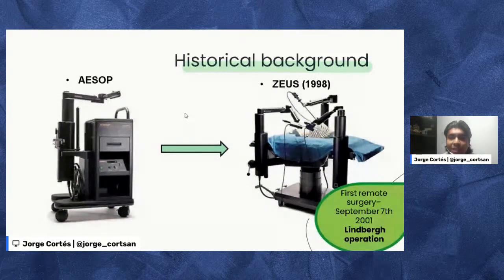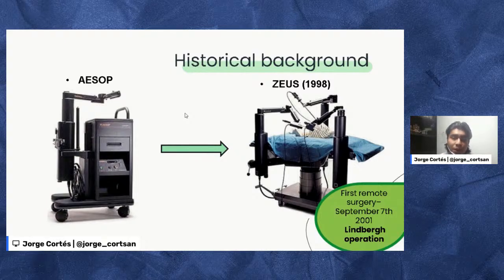The Sears robot, in 1998. This robot was so important because with it, the first remote surgery took place on September 7th, 2001. This surgery was called the Lindbergh operation. It was a complete surgical operation carried out by a team of French surgeons located in New York on a patient in Strasbourg, France, using a telecommunications solution based on high-speed services and the sophisticated mechanisms of the Sears robot. So this robot was so important for history.